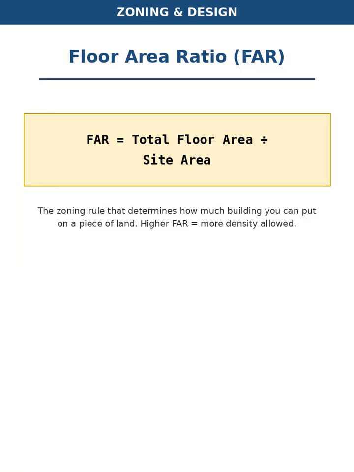The formula is total floor area divided by site area. This is the zoning rule that determines how much building you can put on a piece of land. A FAR of 3 on a 10,000 square meter site allows up to 30,000 square meters of building. Higher FAR means more density allowed, which usually means higher land value.